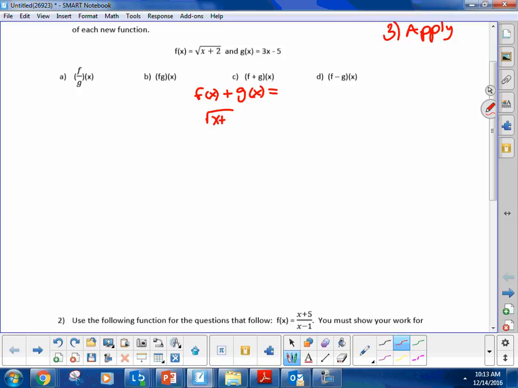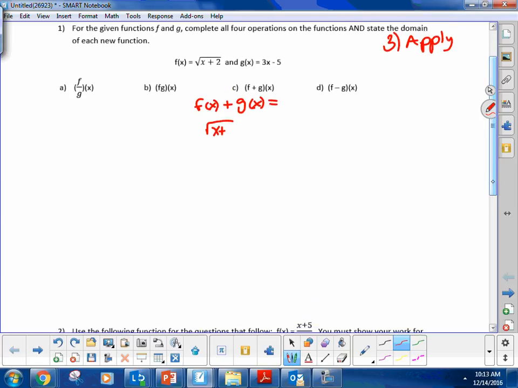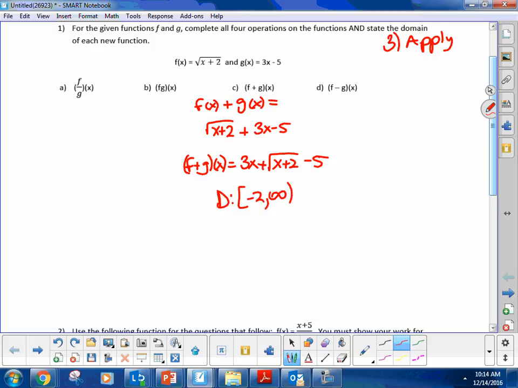And so what we're going to do here, let's go ahead and do this operation. That's exactly what they're looking for. We're going to do x plus 2 plus g of x, which is going to be 3x minus 5. Now, because of the way this is set up, you actually cannot simplify it anymore. Your solution on this, f plus g of x, we're just going to have to rewrite in an order kind of. That's all you could do with it. Cannot do anything else. That's it. Now this one, because of the radical, the domain still is going to be from negative 2 to infinity.